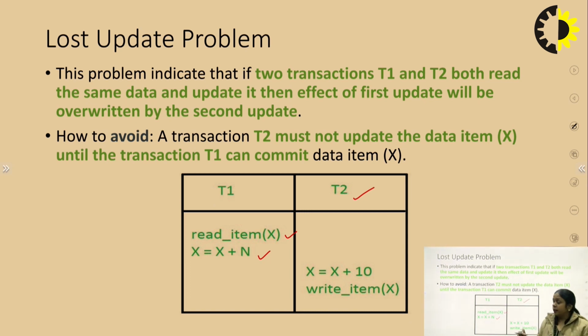So we can see that the update done by T1 is lost when T2 writes the value of X. So this is the main lost update problem, where the first update will be overwritten by the second update. Now how can we avoid it? A transaction T2 must not update the data item X until the transaction T1 commits data item X. So we have to commit this transaction over here, and then T2 will start.